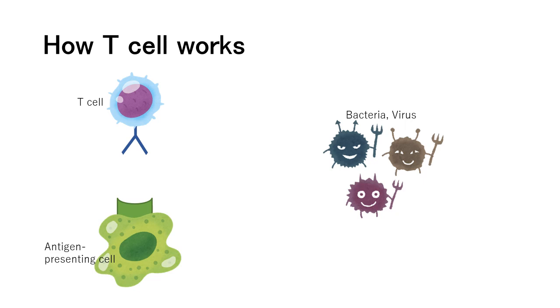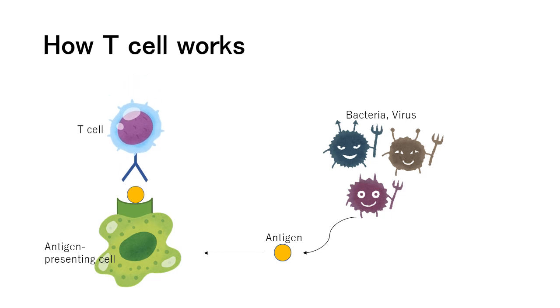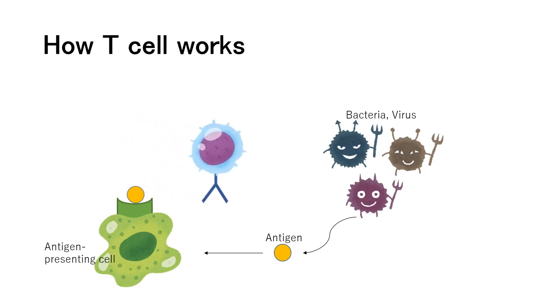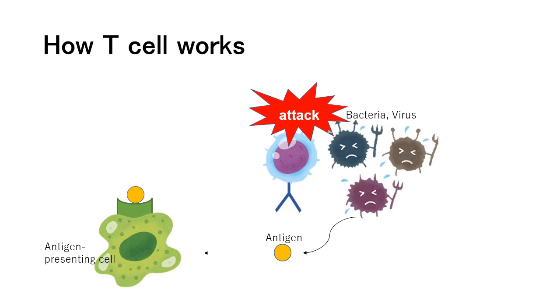Firstly, antigen-presenting cells such as dendritic cells or macrophages engulf pathogens like bacteria and viruses and chop them into smaller pieces, which are antigens. Then they display these antigens on their surface. When T cells recognize the antigen with their T cell receptor, they get activated and begin to attack pathogens. This is how T cells function.